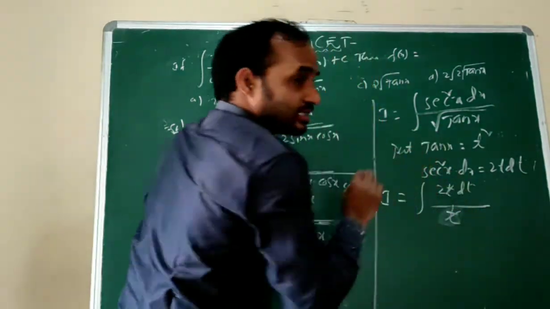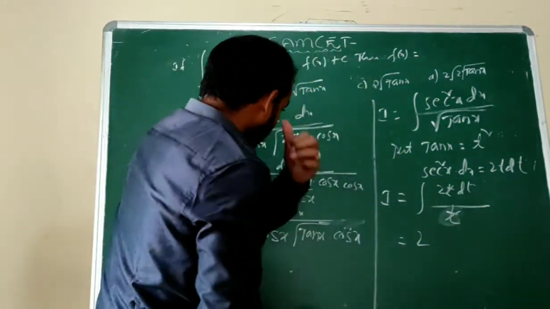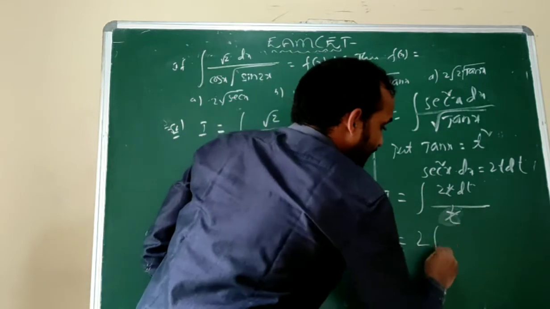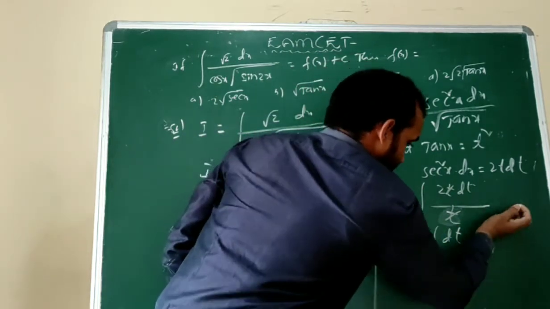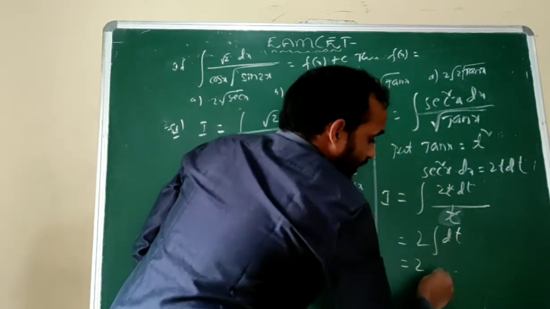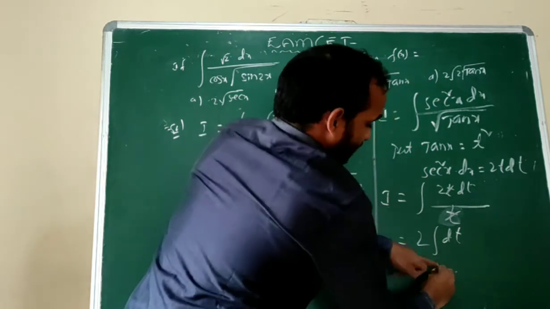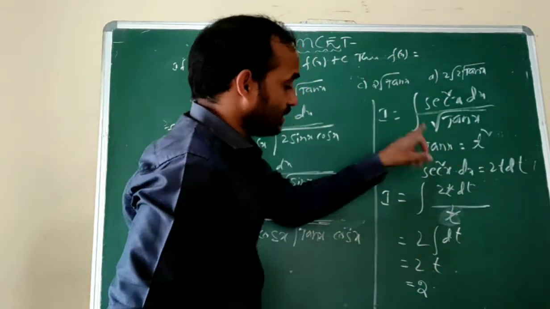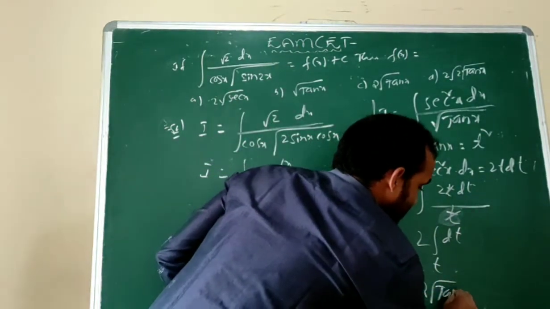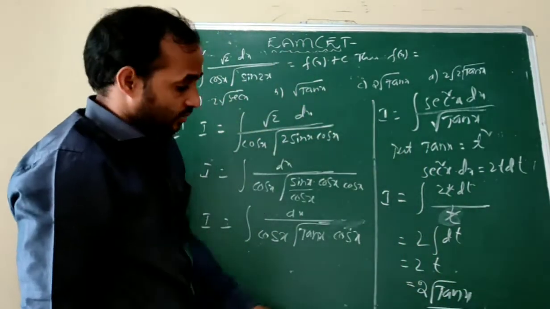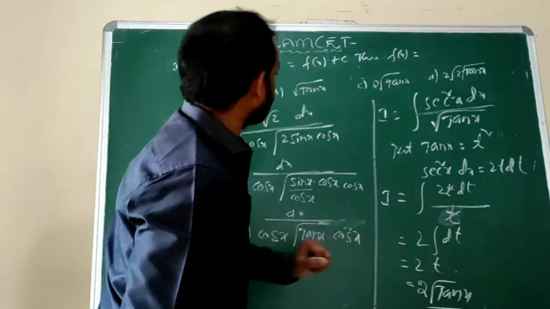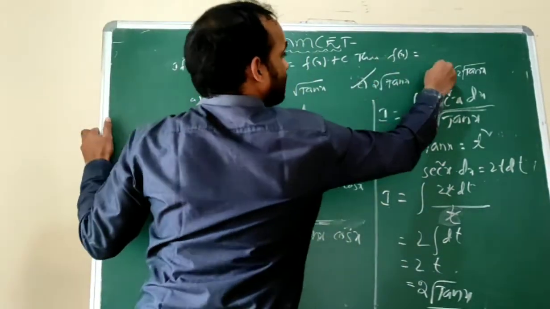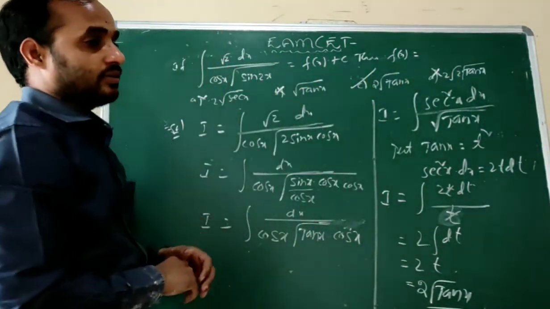Here dt is cancelled, only 2 into the integral of dt, plus c. That is equal to 2 into t. What is t? T is equal to root tan x, so the answer is 2 root tan x. What is it? 2 root tan x. C is the correct option. A, B, C.